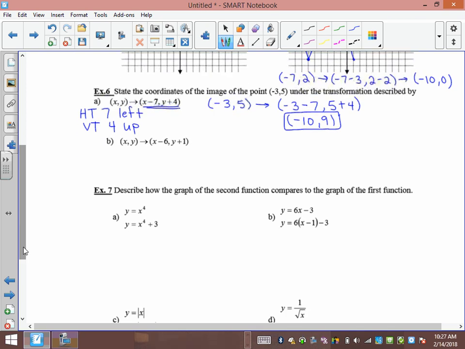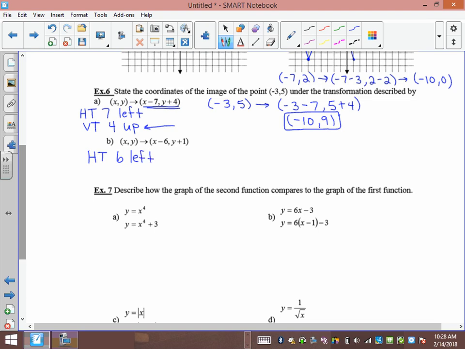So B, you have x, y, and it becomes x minus 6, y plus 1. So it's a horizontal translation, 6 what? Left. Because we're going, think about it as a point, correct? We are at the point x, and we're minusing 6 from it. Which way are we going? Left. Okay? You have to think of it that way.